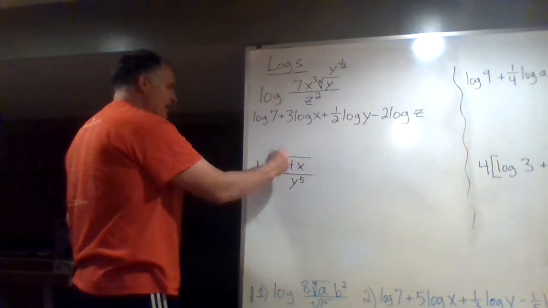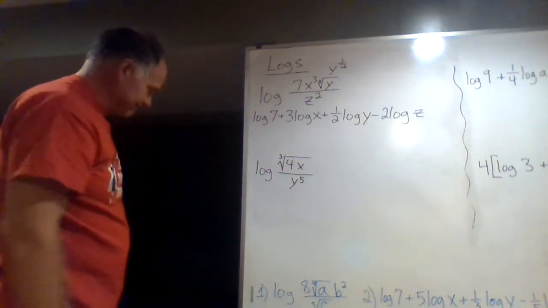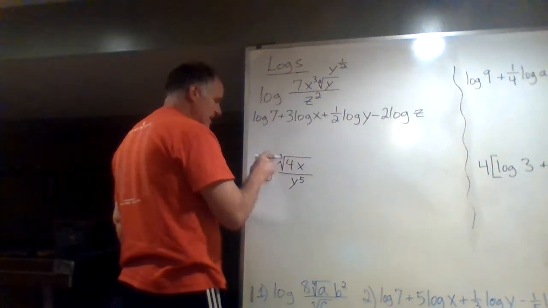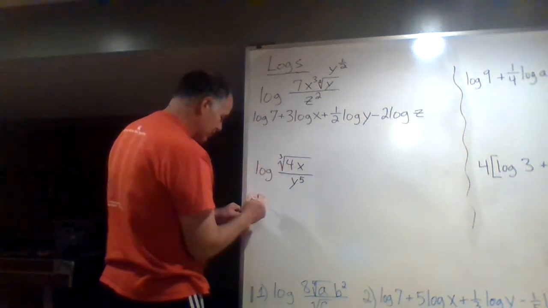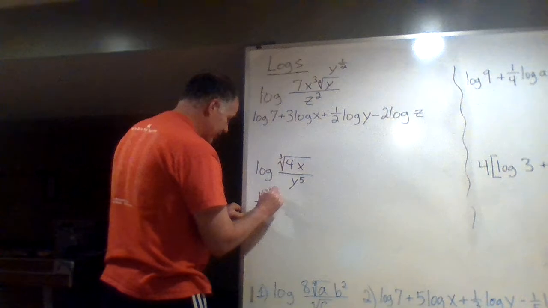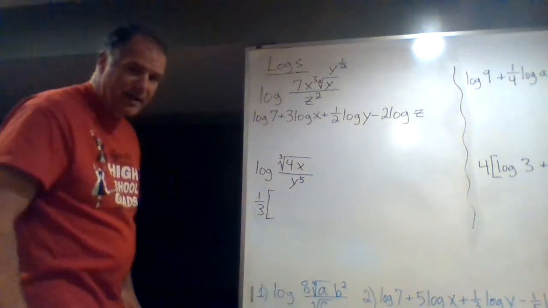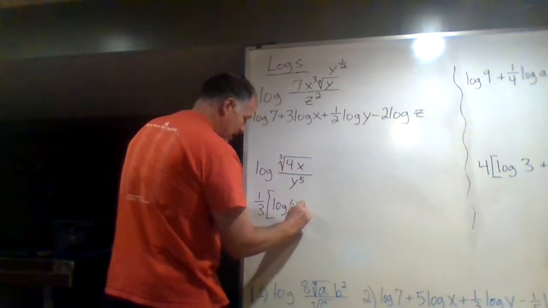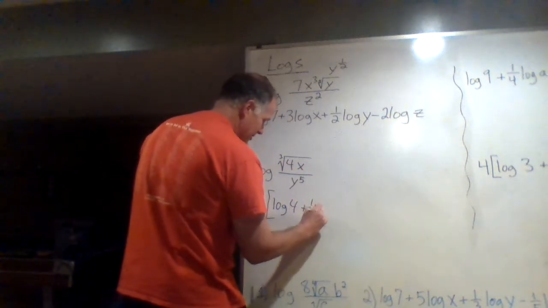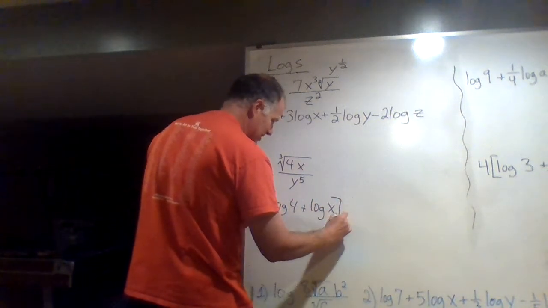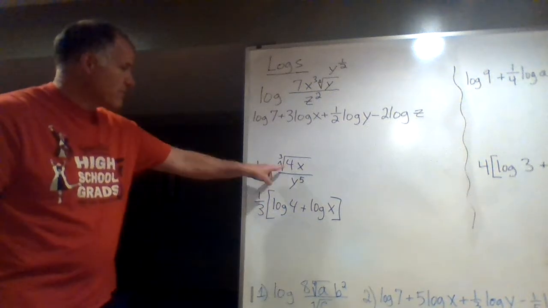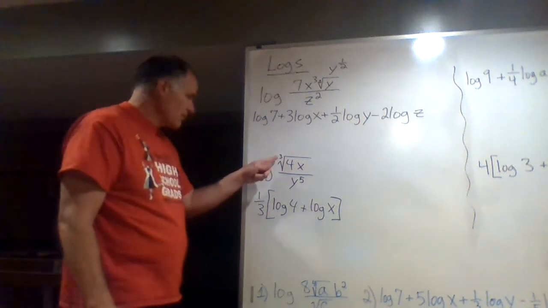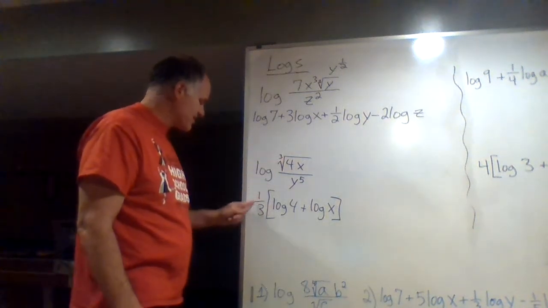Now remember, this one was a little different because I've got more than one thing underneath there. So actually this cube root is going to be 1/3 in front of a bracket that has log 4 plus log x. Remember this? This was kind of a little more challenging one. Because there's more than one thing inside that cube root, remember cube makes a 1/3. Whatever the root is, it's a fraction.